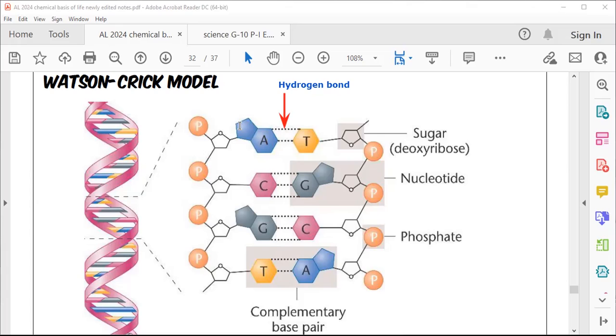Adenine and thymine are connected by how many hydrogen bonds? 2 hydrogen bonds. Guanine and cytosine are connected by 3 hydrogen bonds. 3 hydrogen bonds. Clear? Yes, sir. Right. In that case, could you please mark down the hydrogen bonds?